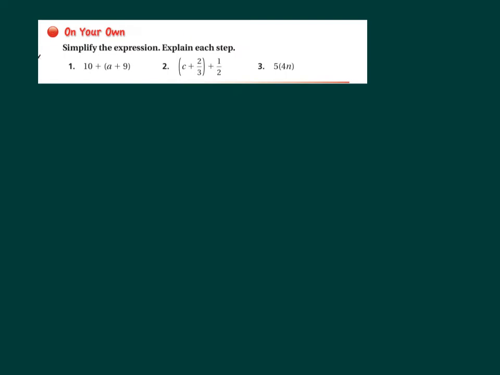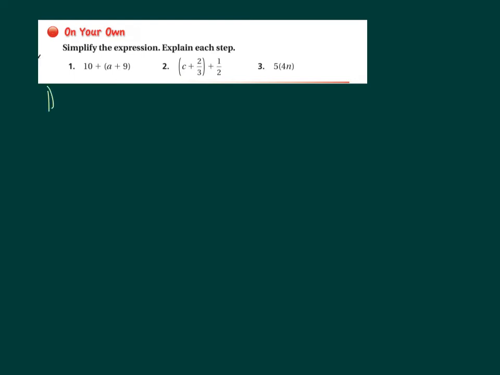Okay, so these are some that I'd like you to try on your own. As you go through these, again, make sure that you write each step out or explain each step out like we did in those previous examples. Writing the associative property or the commutative property or the addition property. So pause now, try those, and then when you're done, go ahead and unpause.